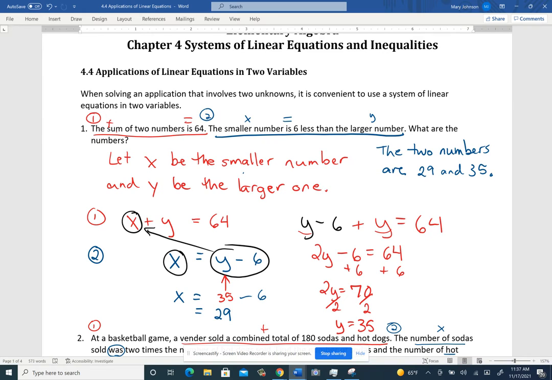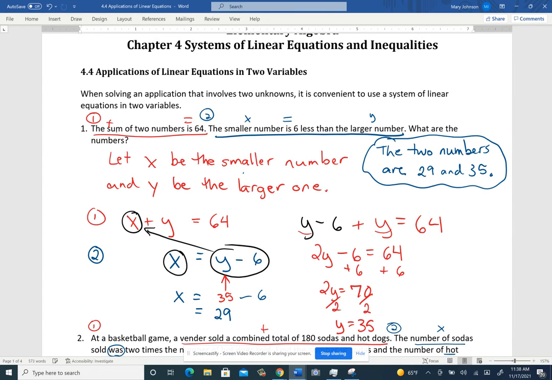All right. And I also normally go and I check it with the words of the problem, like, would the sum be 64? Yep. If I added 29 and 35, I'd get 64. And is the smaller one 29, 6 less than the larger one? Yep. If I subtract 6 from 35, I get 29. So I usually do that as my check. But this would be your answer.